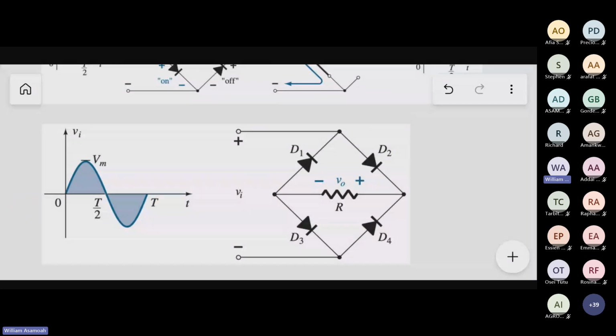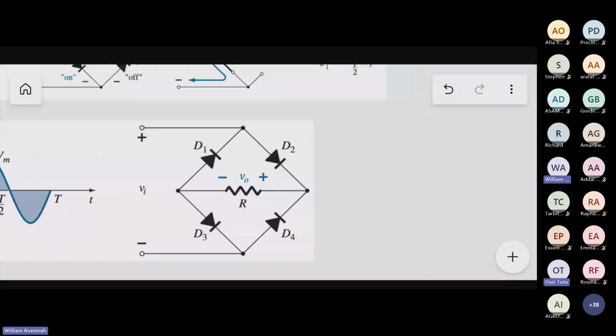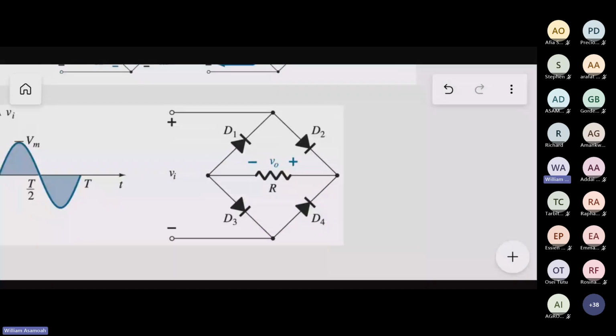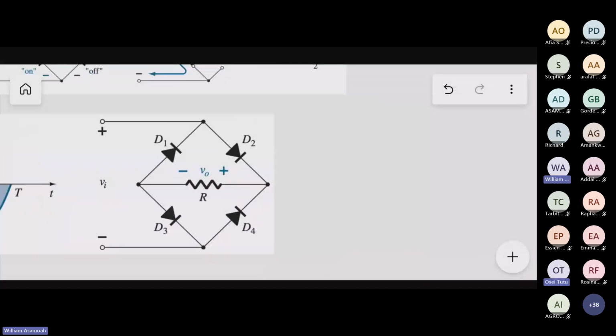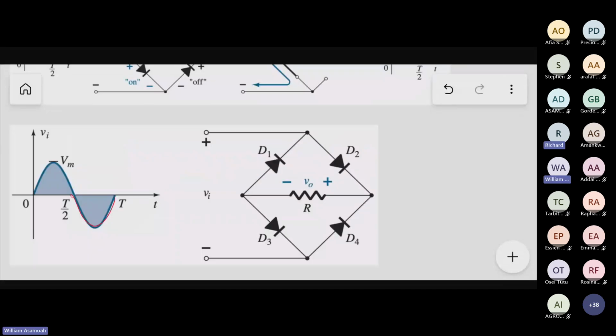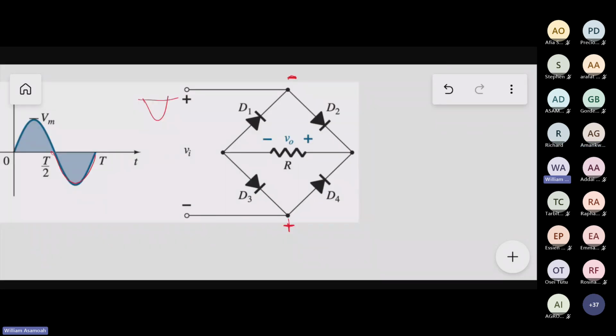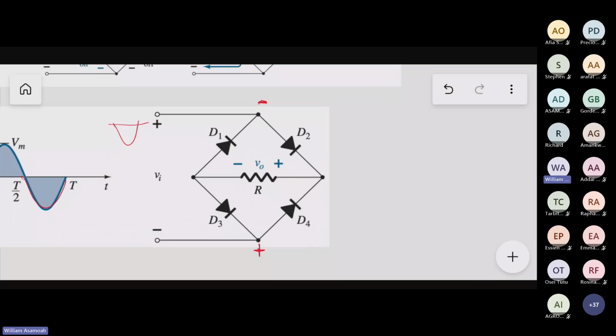So let's look at this. Now let's look at the negative cycle. In the negative cycle, look at what happens. It's the negative part that is coming. Here will be negative, is that right? Then the voltage here will be positive. So what happens here?